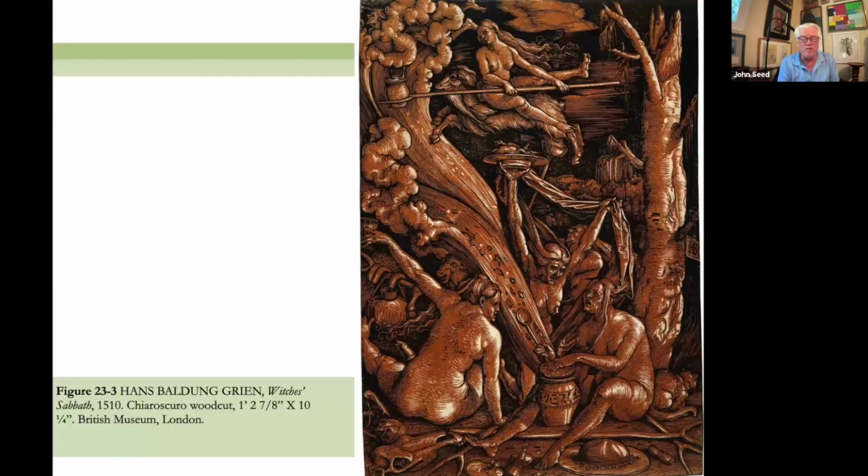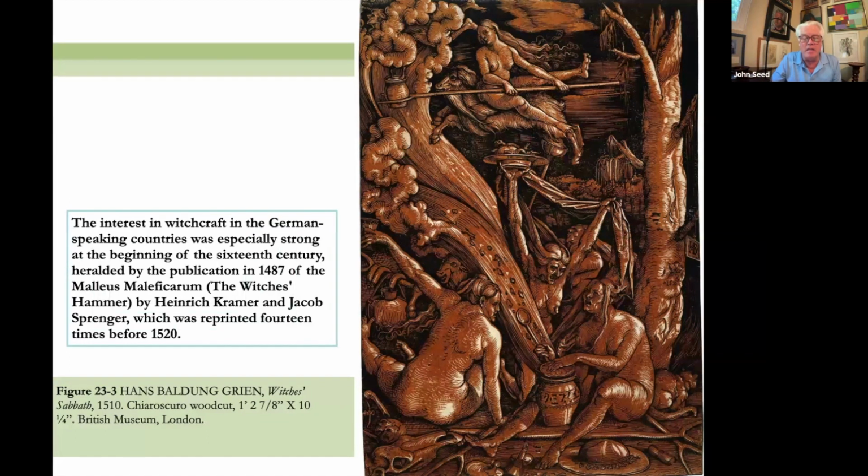Another classic work of Germanic art from 1510, a famous print, The Witch's Sabbath by Baldung Grien. And you might be interested to know, if you're a little bit surprised to see witches in a German painting, that in the 16th century, there was tremendous interest in witchcraft in Germany. And that's why a book about witchcraft published at the end of the 15th century was reprinted 14 times before 1520. And you want to remember that these were very, very early printed books. So yes, the Gutenberg Bible was popular, but so was this book about witchcraft.